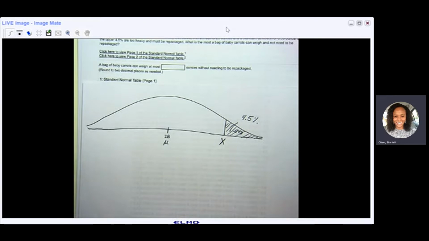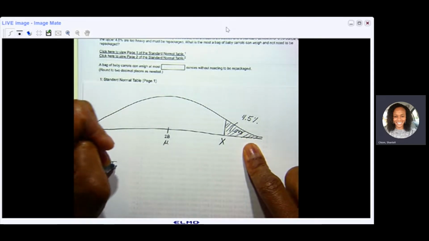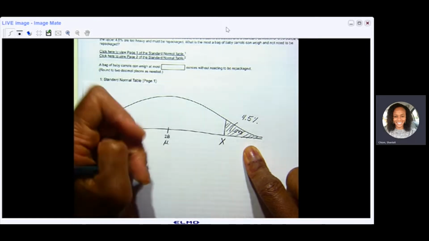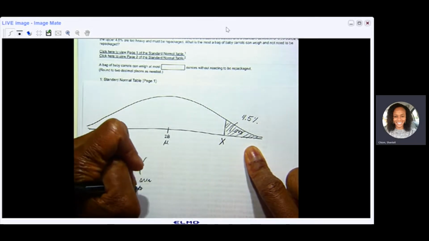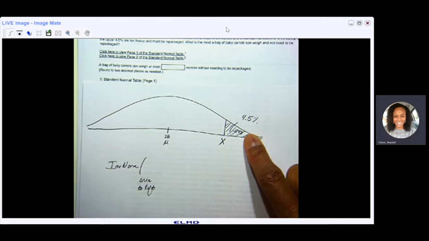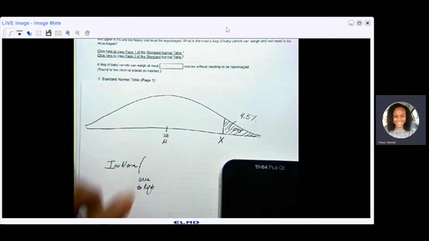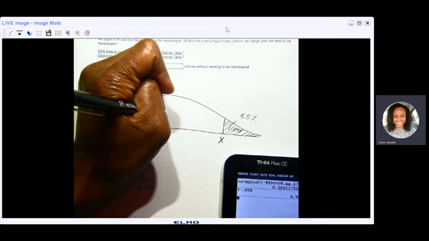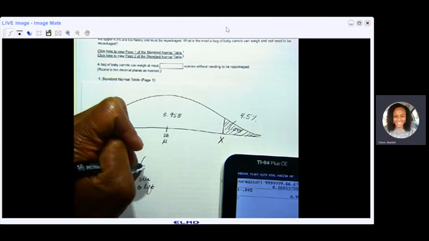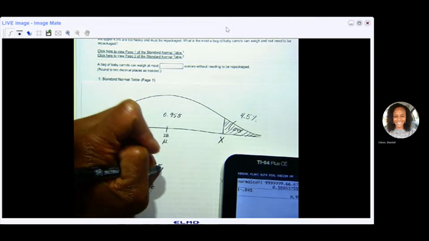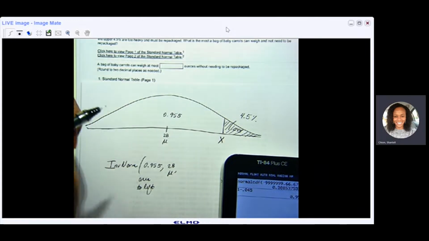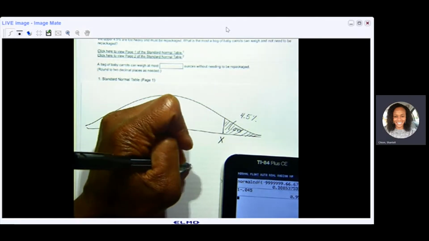So since we've got the area, we're going to be using inverse norm to get the score. Inverse norm requires that we use the area to the left. Right now, we've got the area to the right. So to get the area to the left, say 1 minus 0.045, because the total area is 1. So 0.955 is the area to the left. And then our mean is 28, and our deviation was 0.39.